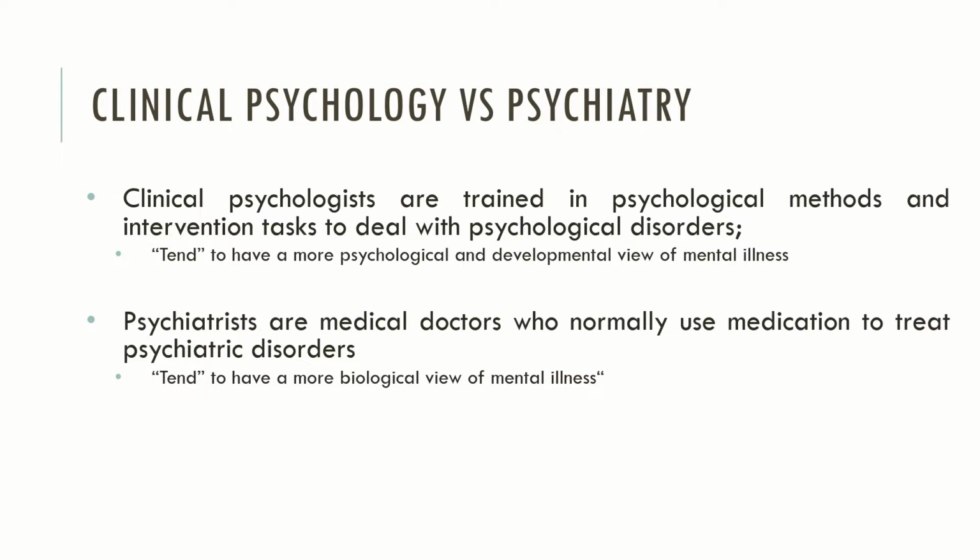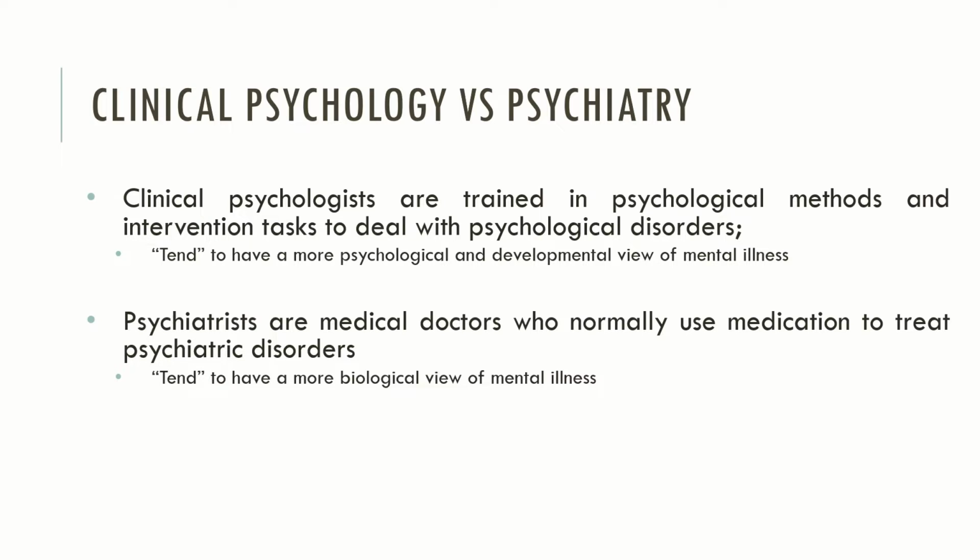Psychiatrists are medical doctors who normally use medication to treat psychiatric disorders, and they tend to have a more biological view of mental illness. So, if you have a more biological view of mental illness, you try to treat it with medication. On the other hand, psychologists try to treat psychological disorders through psychological methods, behavioral methods, cognitive methods, and relational methods, which is very different from the approach of psychiatry that normally uses medication to treat psychiatric disorders. Normally, a combination of these two aspects may benefit the patient.